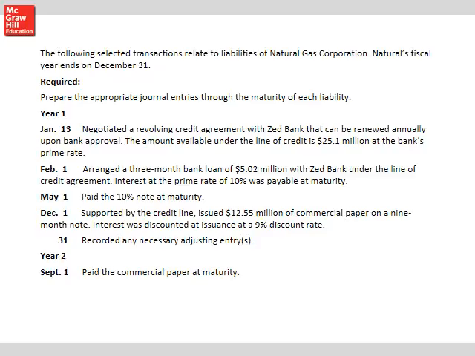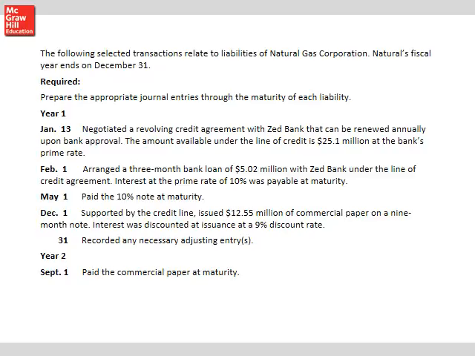The amount available under the line of credit is $25.1 million at the bank's prime rate. On February 1st, we arranged a 3-month bank loan of $5.02 million with Z Bank under the line of credit arrangement. So we're tapping that credit arrangement that we had for $25 million. We're only using a little over $5 million of it. Interest is at the prime rate of 10% and is payable at maturity. On May 1st, we paid the note, and we paid the interest on that.